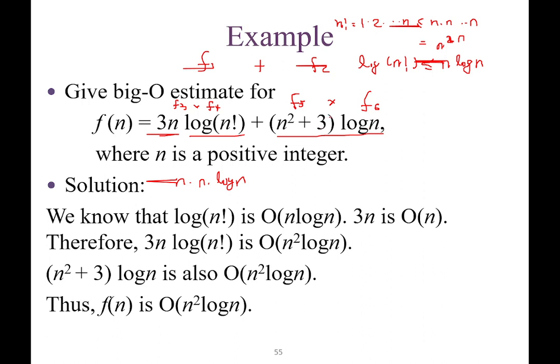You can see 3 times log n is slower than n squared, so this term can be ignored. So we have n squared times log n. For the first term f1, it's n squared times log n, and the second term is also n squared times log n. So when you choose the largest between f1 and f2, it's still n squared times log n. This is how we determine the combination of all different functions.